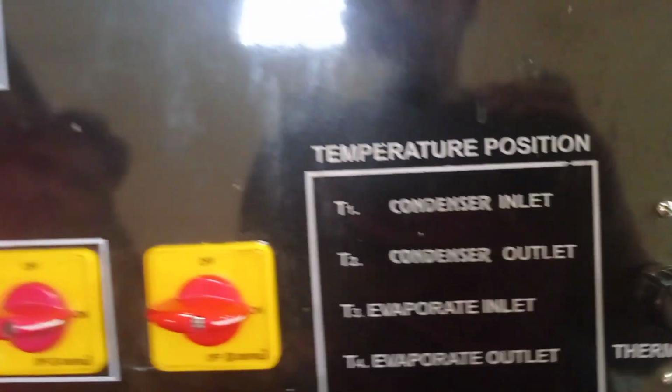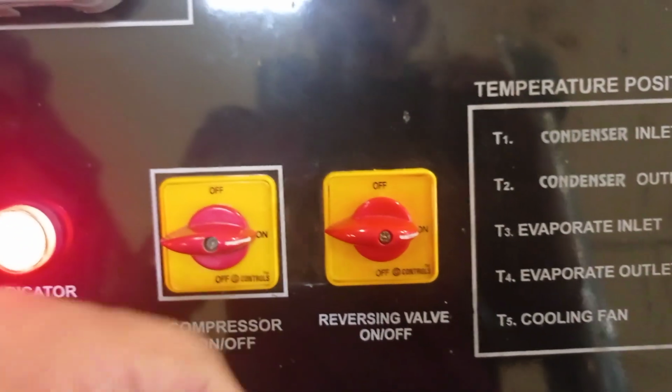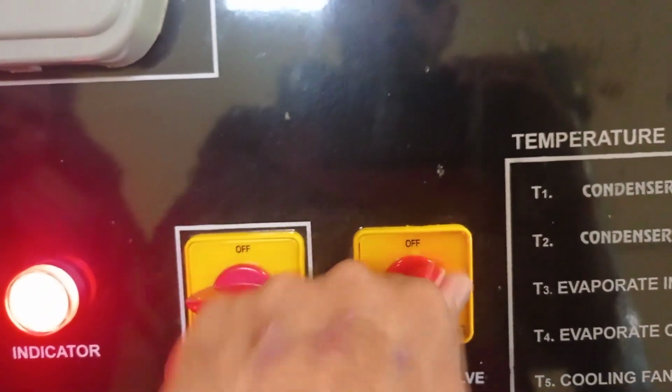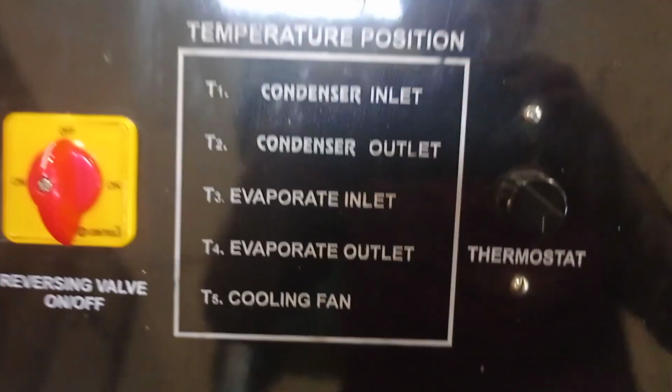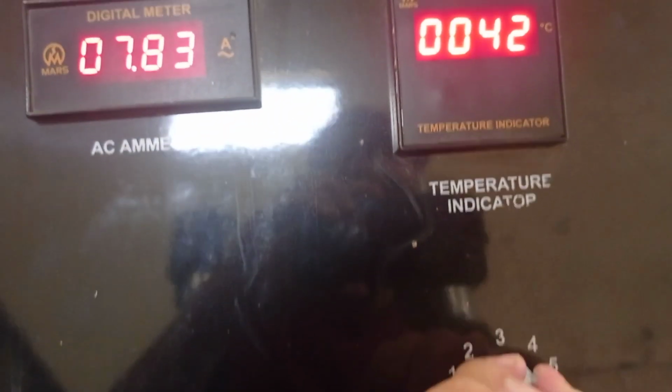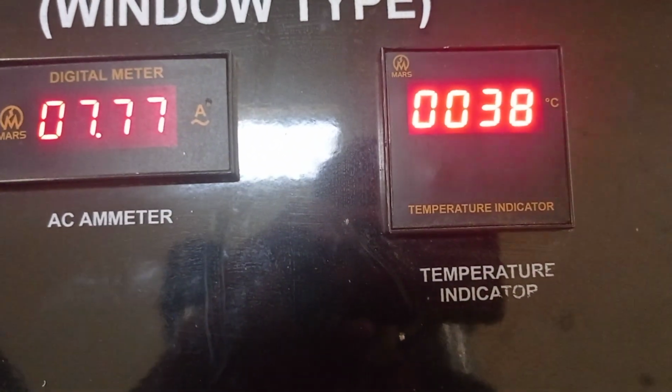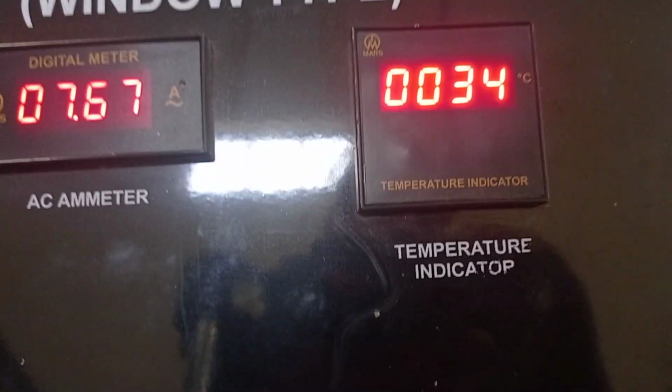Now I'll show you the reverse valving process. This is the reversing valve. If I turn off the system, it will do the reverse work. At that time, the evaporator will provide hot air and the condenser will cool the air. You can feel there is cold air at last, and now it will provide hot air to the surroundings. Now I will show the temperature of the cooling duct that you see. It's 38 degrees Celsius.